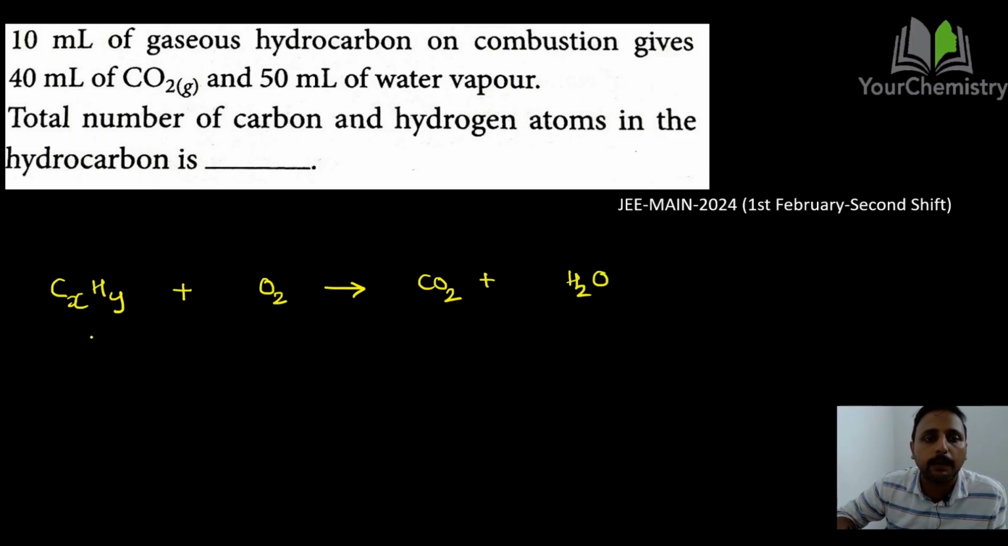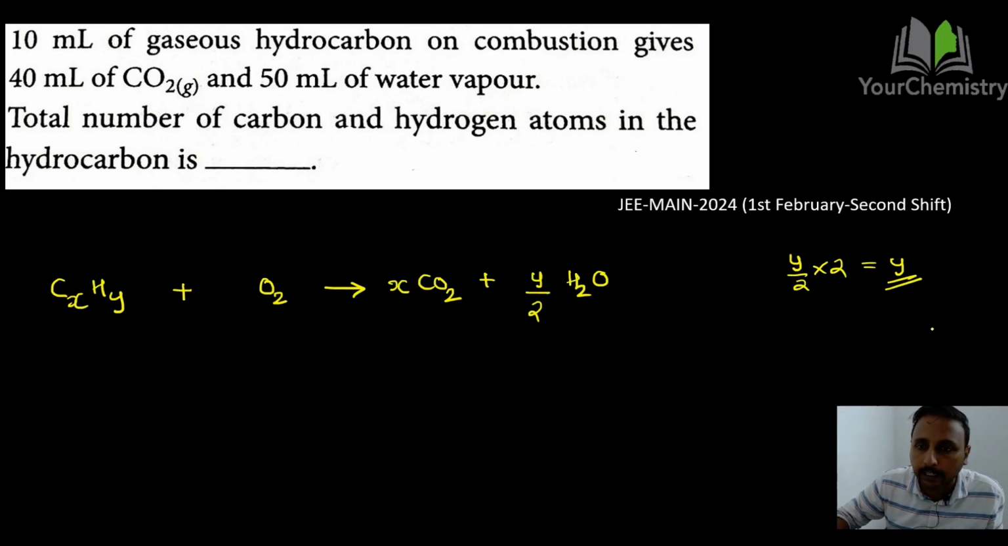How many carbon atoms are there? x carbon atoms on the reactant side. So I multiplied this with x here, so you can understand that the carbon on both sides is now balanced. Similarly, I need to balance the hydrogen also. There are y hydrogen atoms on the reactant side, so I am putting y by 2. So y by 2 into 2 is nothing but y. So you can clearly understand that the hydrogen on the product side and the reactant side is balanced.